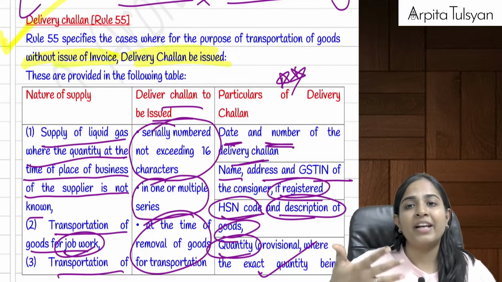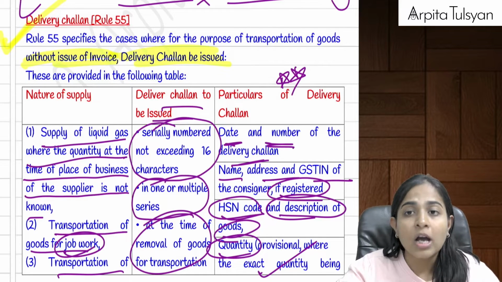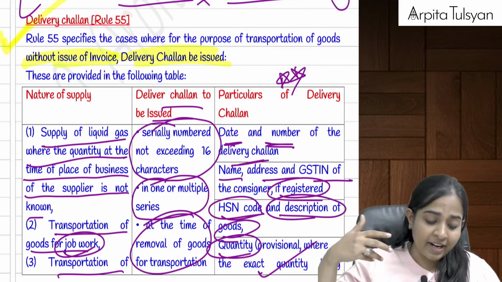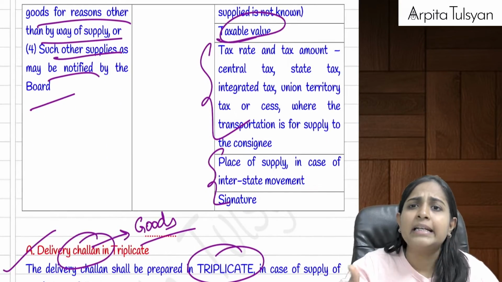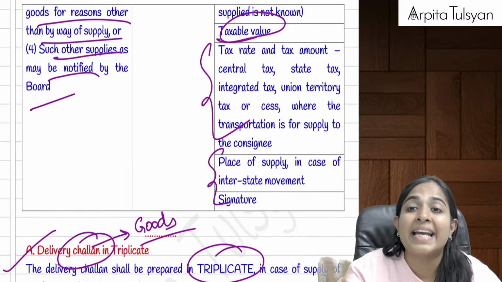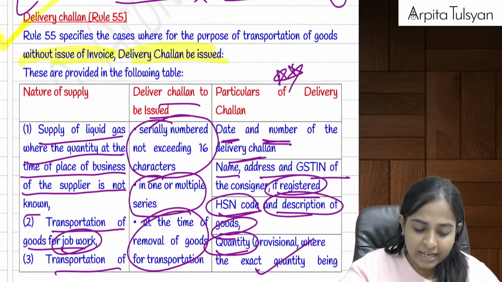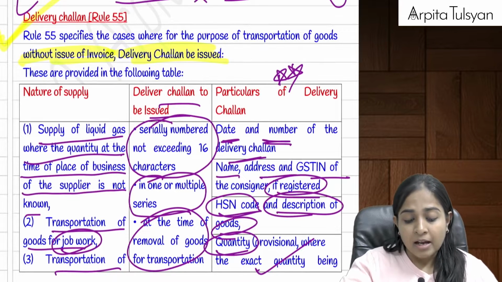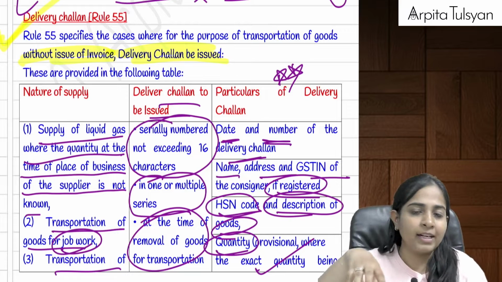For example, when I am sending goods where the quantity of supply is not known, or when I am sending goods to my job worker, or when I am sending goods on a sale or return basis, or any other case where it is not leading to sale or supply, then in that case a delivery challan will be issued. The delivery challan will be issued at the time of removal of goods for transportation, and it will include a serial number.